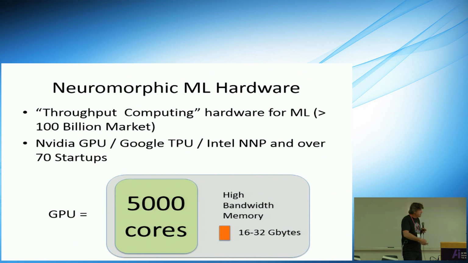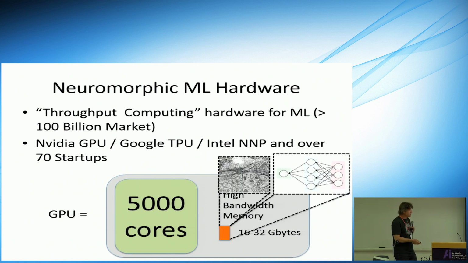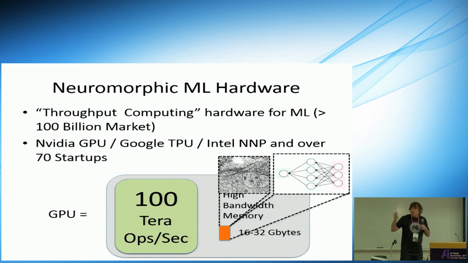We're building these devices like GPUs with 5,000 cores that run on about 16 gigs or 32 gigs of memory, high bandwidth memory. So you run your machine learning, you put your models and data into this kind of memory, and then you run, trying to generate hundreds of teraops per second, apply it to this model and have it compute something.